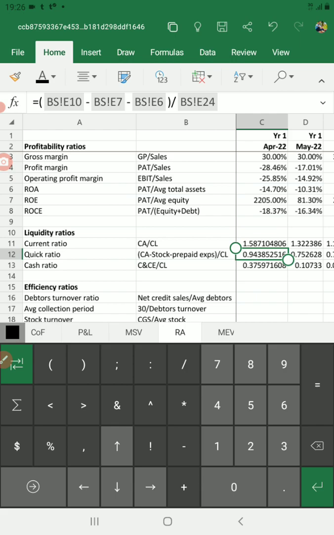That's why we remove stock and we remove prepaid expenses, of course, because this one has already been paid. Okay, so we remove that to get the quick ratio. And cash ratio, that means we only take into consideration cash balances, and of course cash equivalents, because they are readily convertible into cash from money market.